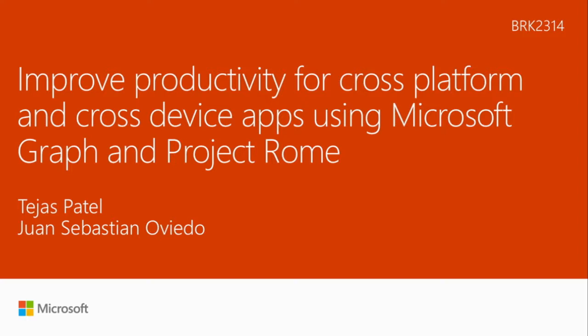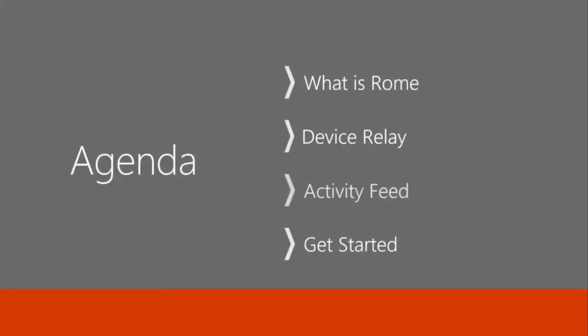So today we're going to talk about, and the title is really long here, improve productivity for cross-platform and cross-device apps using Microsoft Graph and Project Rome. The first thing we wanted to talk about was the agenda of what we have today. There are four big concepts that we're going to be talking about.